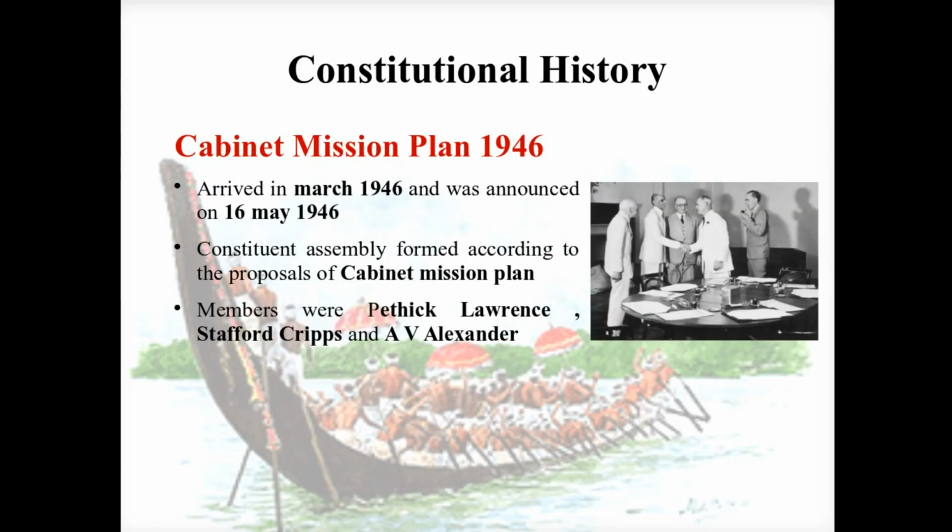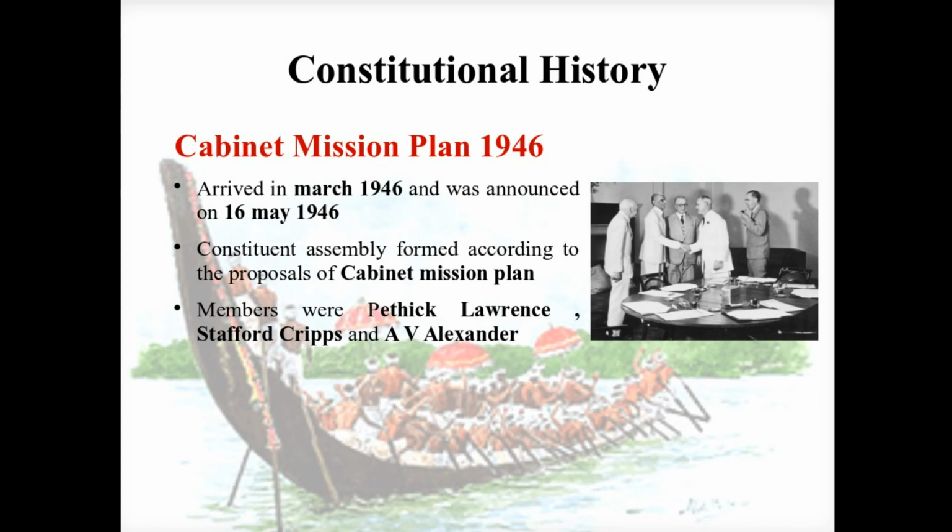In 1946, a cabinet mission was composed of 3 cabinet ministers of England. The members were Patrick Lawrence, Stafford Cripps, and Alexander. They arrived in March 1946 and the plan was announced on 16th May 1946.